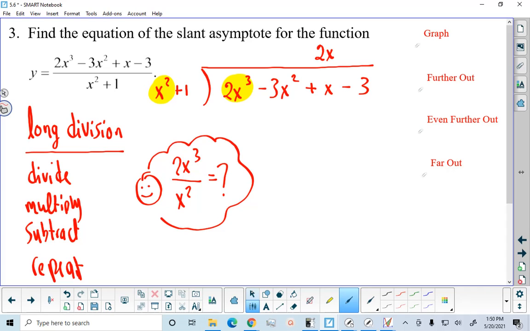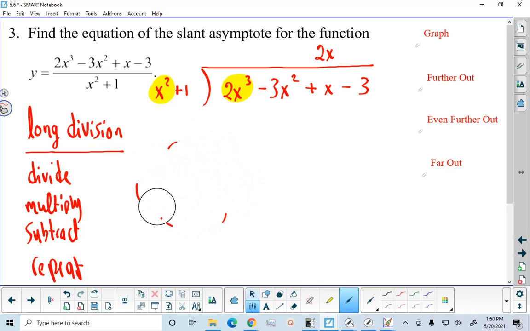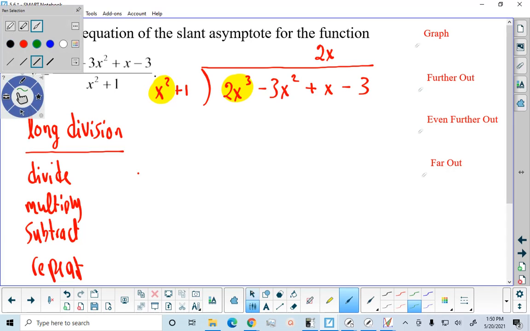So when you divide x cubed by x squared, you get linear. We have to put it in the column that has linear terms. So we've done, I guess, the first step. We've divided. Now we're going to multiply.